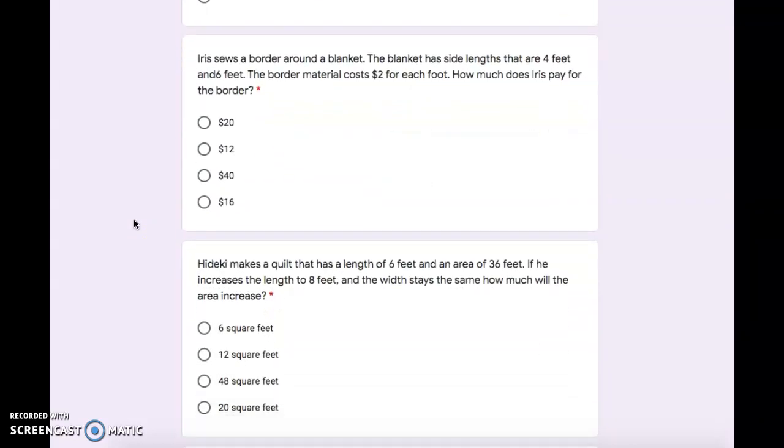Number 6, Iris sews a border around a blanket. The blanket has side lengths that are 4 feet and 6 feet. The border material costs $2 for each foot. How much does Iris pay for the border?